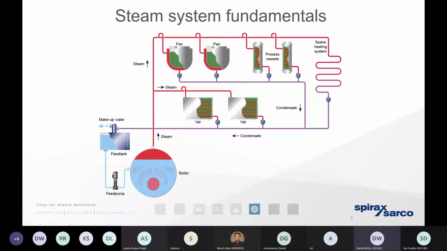But whilst that liquid condensate doesn't have any value at the point of heat exchange, that byproduct is still hot water. So it does have a value if we can recover it from the process, all of those hundreds or thousands of meters back to the boiler house, hence the terminology loop. We've got steam as a gas going out to the process. We've got condensate as a liquid coming back.